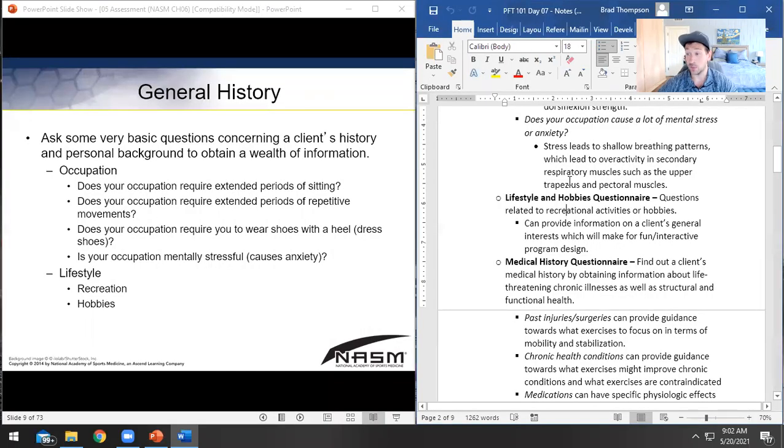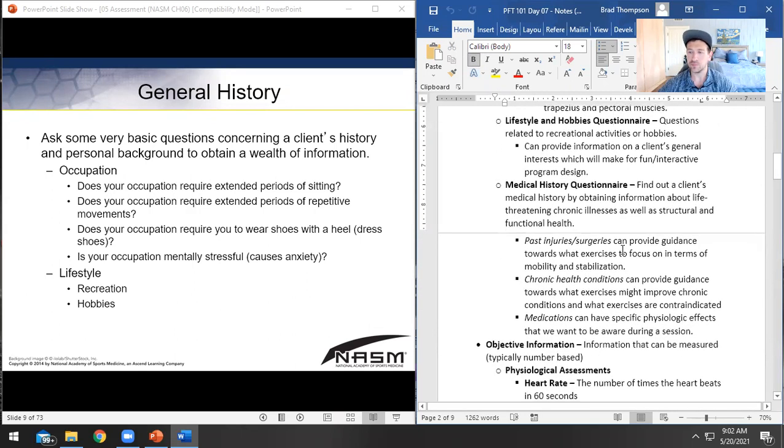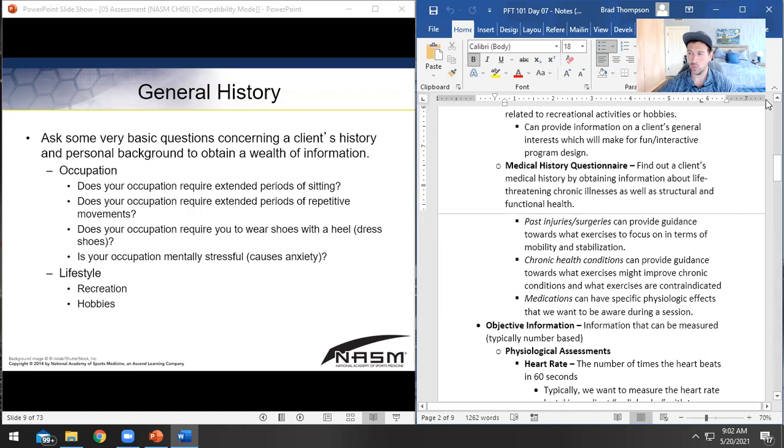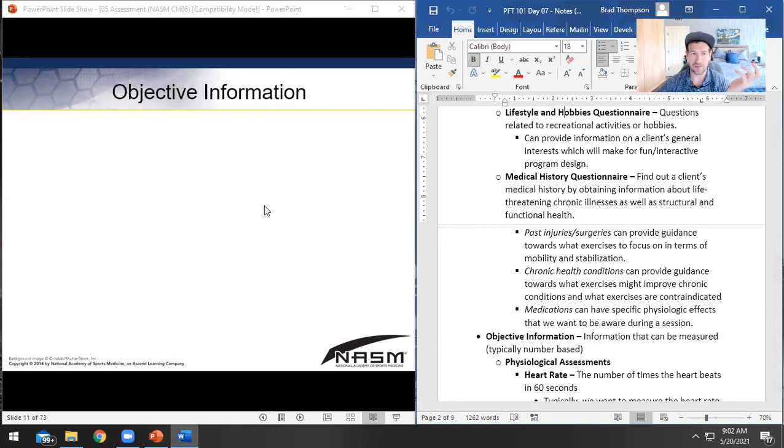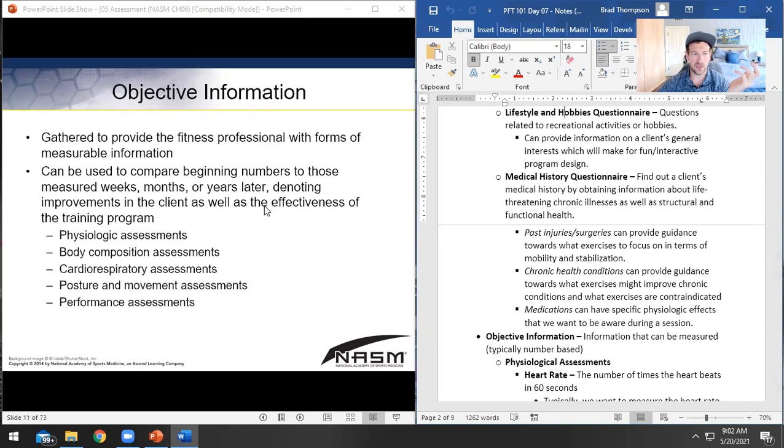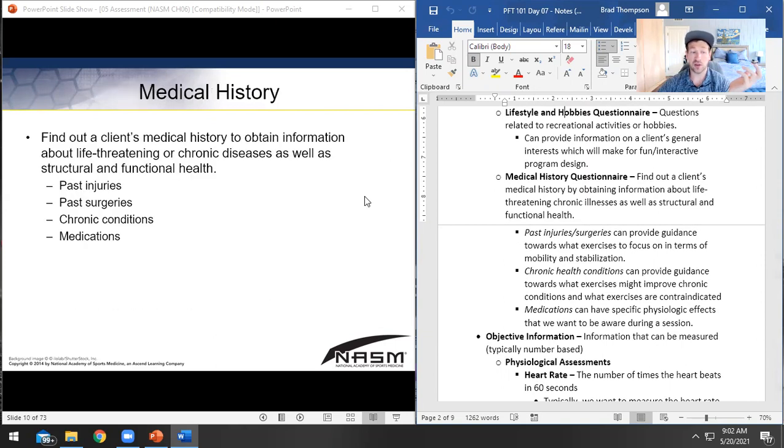And those were there to help you breathe, but unfortunately, they are also posture muscles. So we want to ask questions like that because that can definitely paint in the pictures. Then we're also going to ask questions about their lifestyle and their hobbies. These are questions that provide information about your client's general interests, which is really good because you're going to figure out what your client thinks is fun.